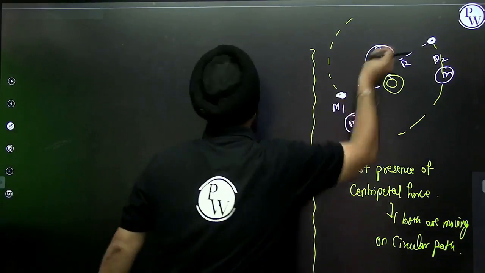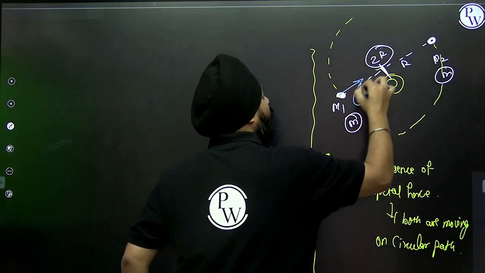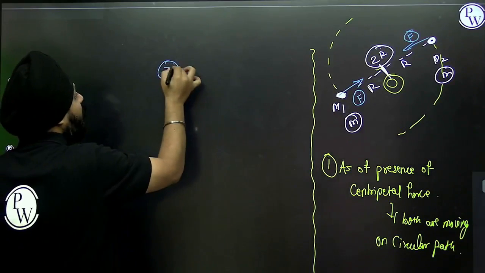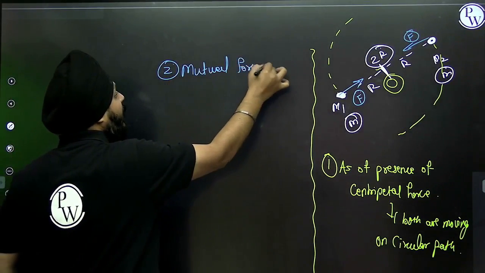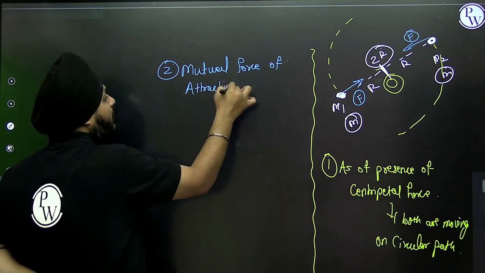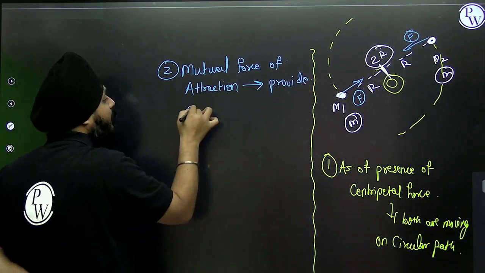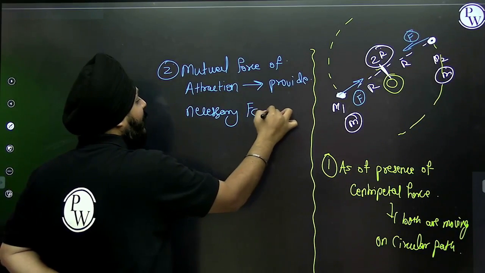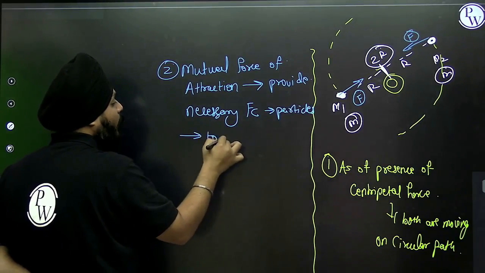The mutual force of attraction between them. Second statement, the mutual force of attraction between them is going to provide the necessary centripetal force for the particles to move on a circular path.